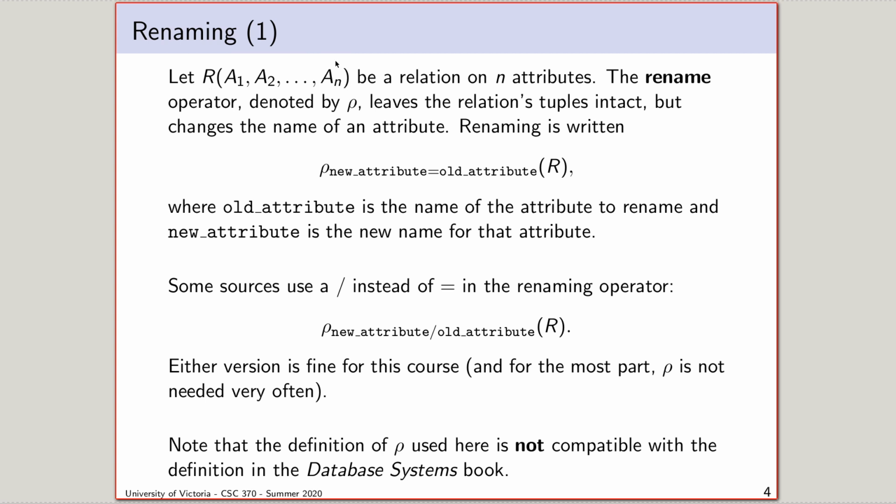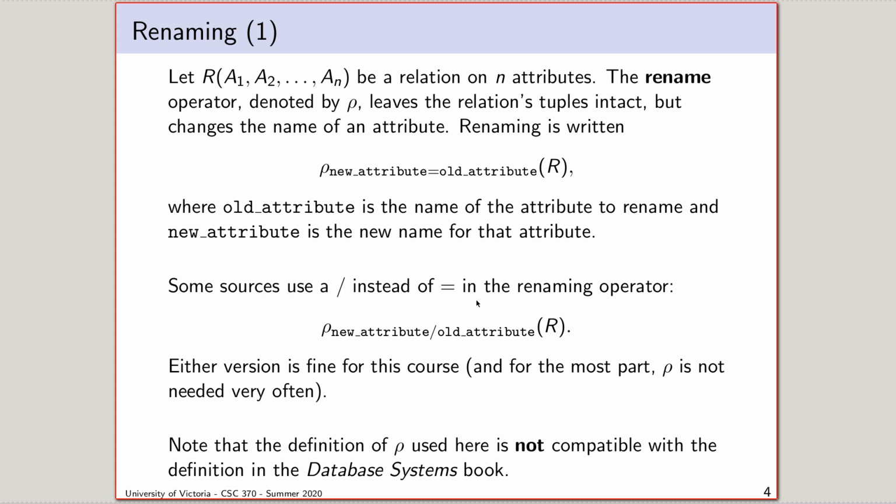It's sort of clunky. Some sources, instead of the equal sign, use this slash. I think back in part one I was complaining about how I don't like slashes and backslashes where they don't belong, so I'm not going to use that. I guess you can use this if you want, but please don't use the version in the book. That's going to be too confusing.